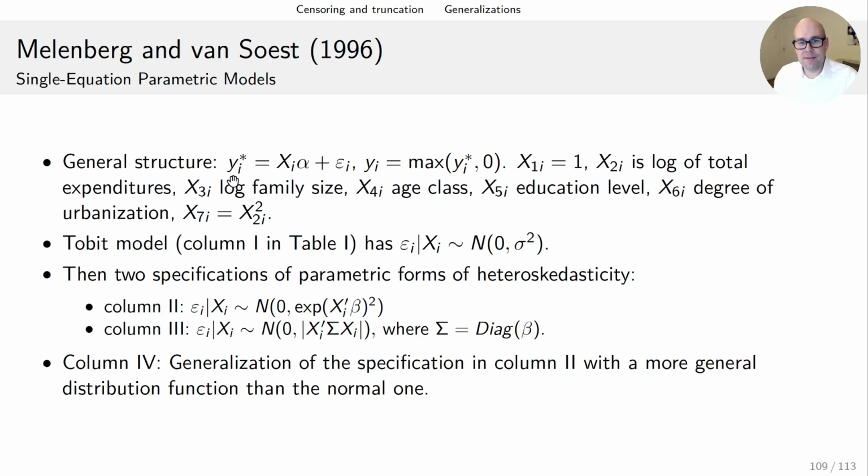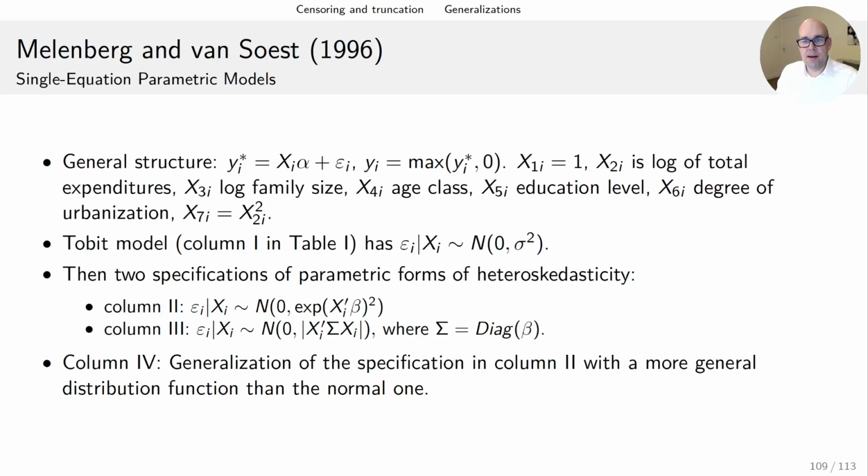So there's a latent variable. So now we have the single equation models first. There's a latent variable yi star, which is given by this expression here, and yi is either 0 when we have censoring, or when yi star is bigger than 0, then we observe yi star. So you can write this using the max operator. So yi is equal to the max of yi star and 0.